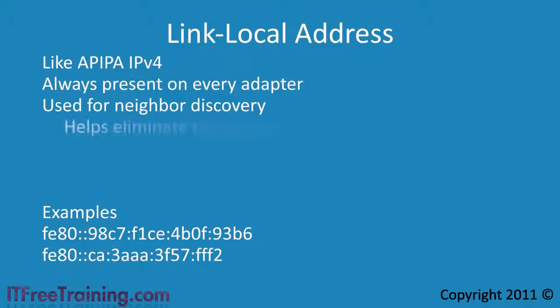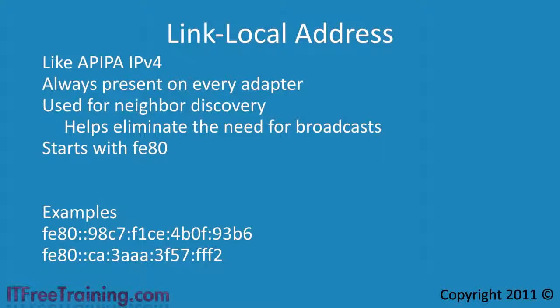Neighbor discovery helps to eliminate the need for broadcasts. It performs functions like finding other hosts' MAC addresses, finding routers, and auto-configuration. All this is done without the use of broadcasts. Since it is used in so many functions critical to network communication, this is why every network adapter has one of these addresses, even if you manually configure an IP address or an IP address is obtained from a DHCP server. Link local addresses always start with FE80.